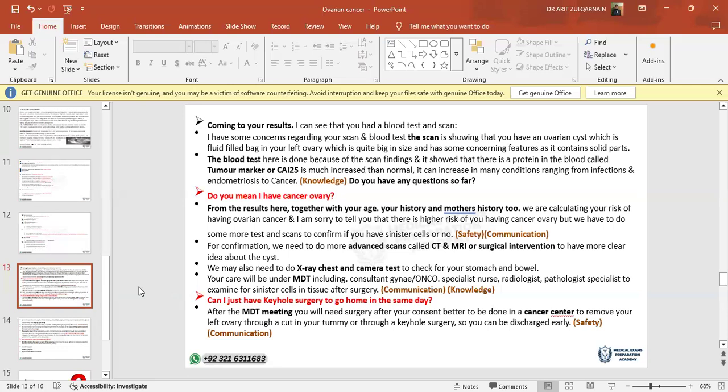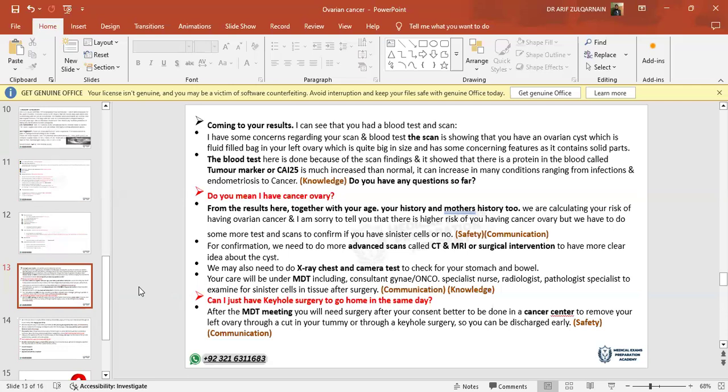And we may also need to do an X-ray test and camera test to check your stomach and bowel. And your care will be managed by a team of doctors, including the consultant, gynecologist, oncologist, specialist nurse, radiologist, and pathologist, and they will examine for sinister cells in the tissue after surgery. Okay. Then the patient can ask, can I have a keyhole surgery or laparoscopic surgery? And can I go home on the same day?